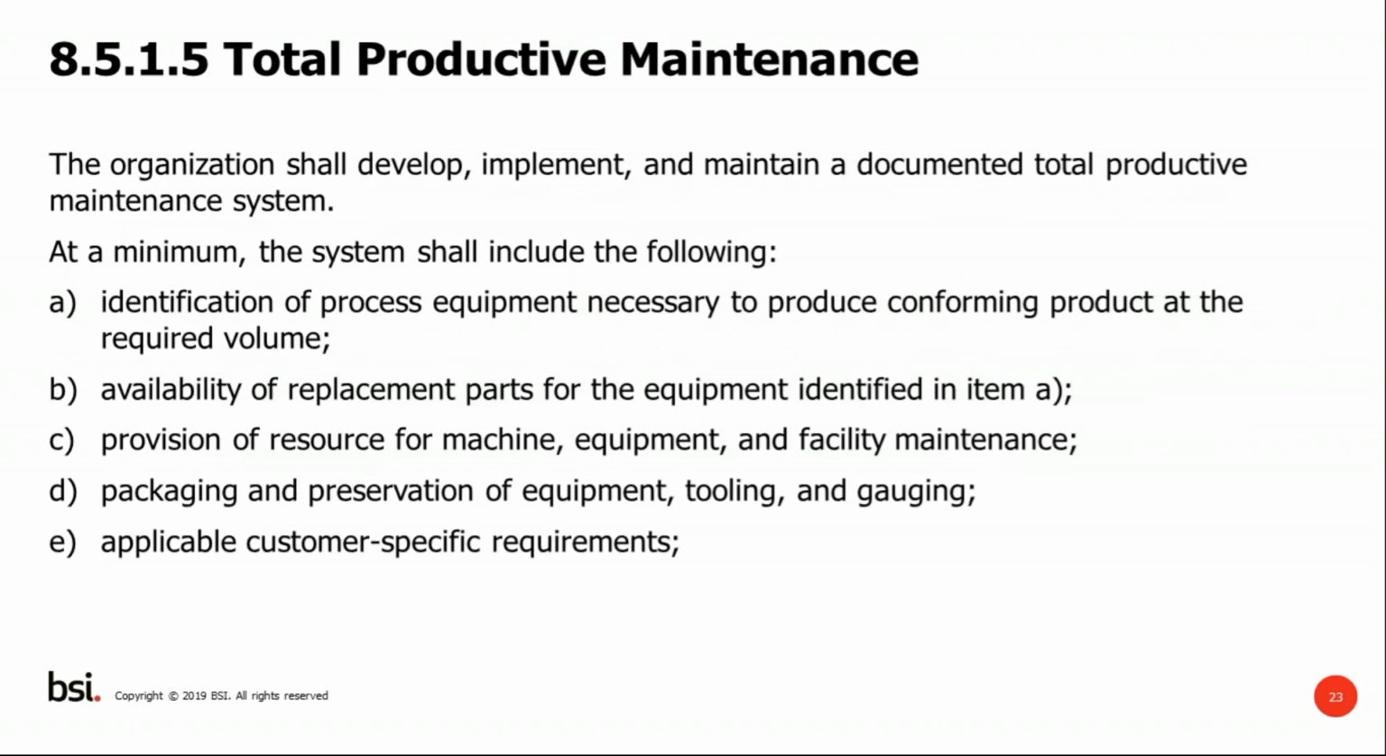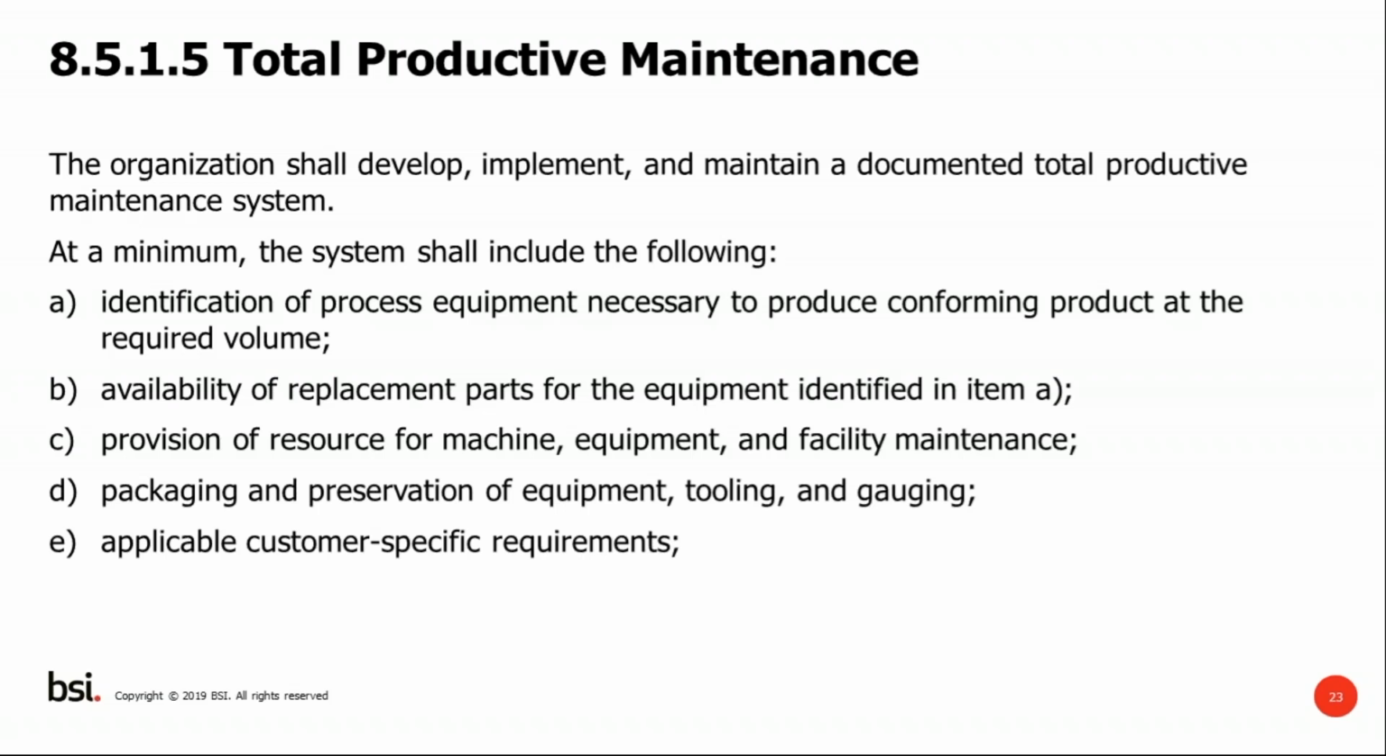And then the second highest minor non-conformity was total productive maintenance. Let's look over the requirements of total productive maintenance before we move on. The organisation shall develop, implement and maintain a documented total productive maintenance system. Total productive maintenance is a huge topic, so IATF specified the minimum system requirements: identification of process and equipment necessary to produce conforming products at the required volume, availability of replacement parts for equipment identified in the list, provision of resource for machine, equipment and facility maintenance, packing and preservation of equipment, tooling and gauging.